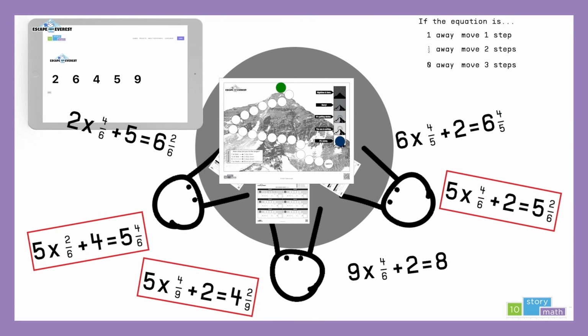All of these equations are less than 1 away from 5. But are any less than 1/2? Take a look. This equation is 4/6 away from 5, while this one is 7/9 away, and this equation is 2/6 away from 5. That is less than 1/2. This group can move their green chip down 2 spots. They are on their way to escaping the snow monster.